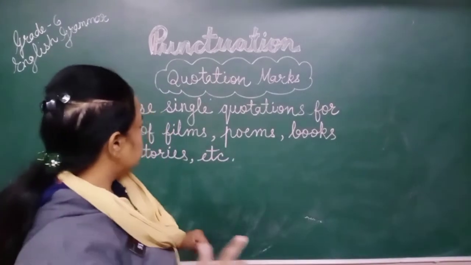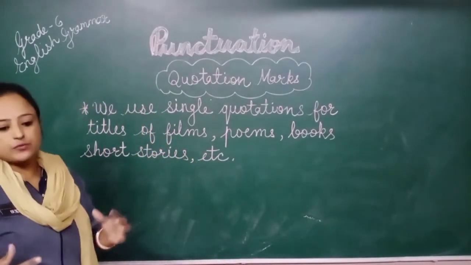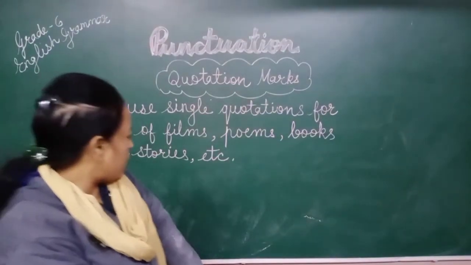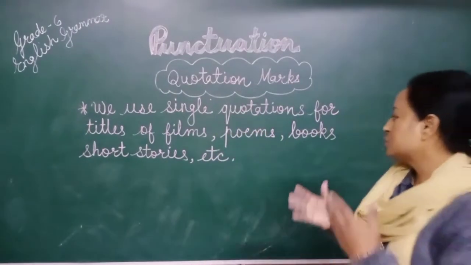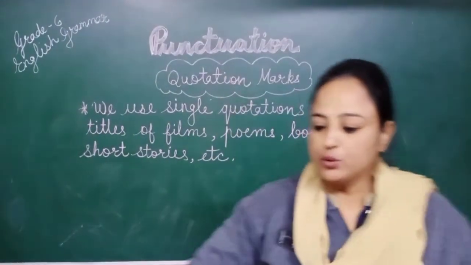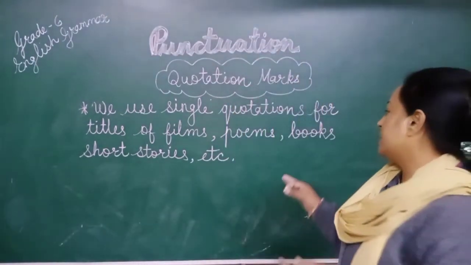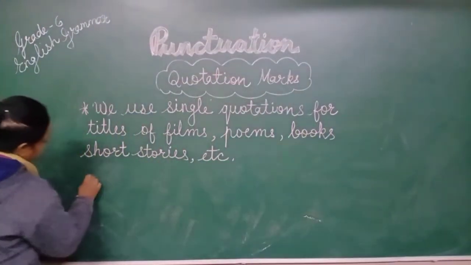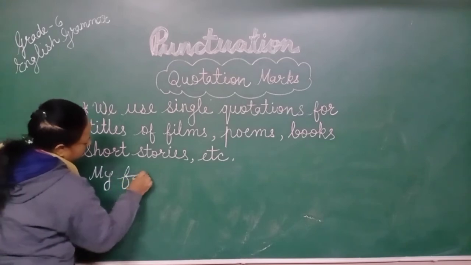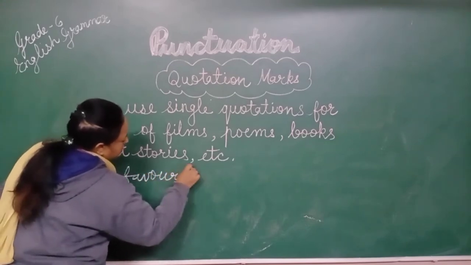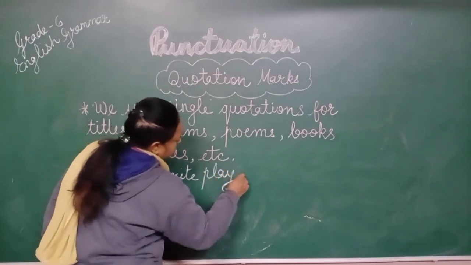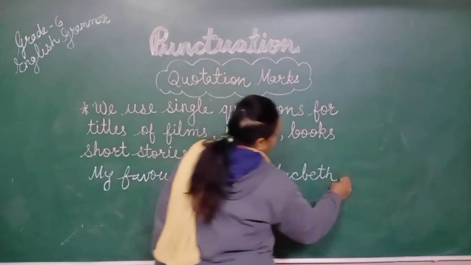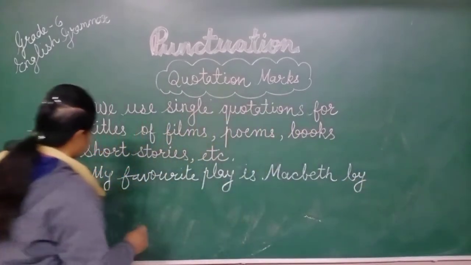Now students, we will see the use of single quotation mark, where we can use the single quotation mark. So we use single quotation marks for titles of films, poems, books, short stories, etc. We use a single quotation mark in the title of films, poems, books, short stories, etc. For example, my favorite play is Macbeth by William Shakespeare.